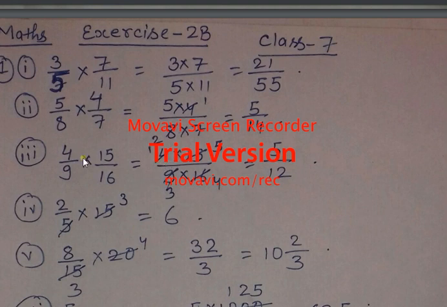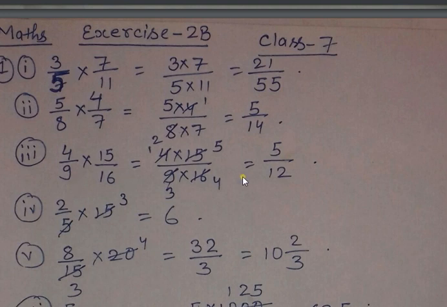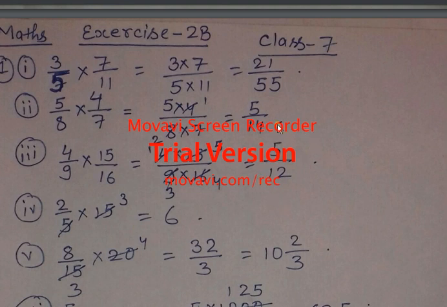So numerator will be multiplied, so 4 into 15, and denominator will be multiplied, that is 9 into 16. You can see 4 fours are 16, it has been cancelled, here is 1 and here it is 4. And in the same way 3 threes are 9 and 3 fives are 15, it has been cancelled. At the top it becomes 1 into 5, that is 5, and 3 into 4, that is 12. So the answer becomes 5 by 12.